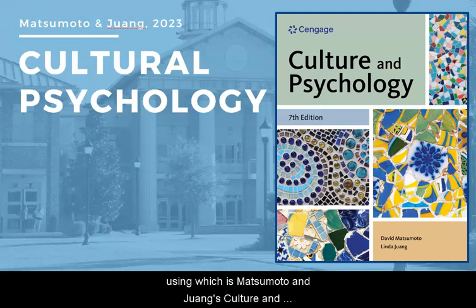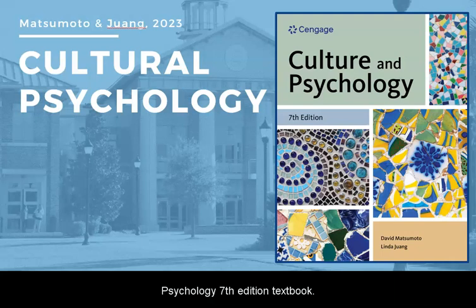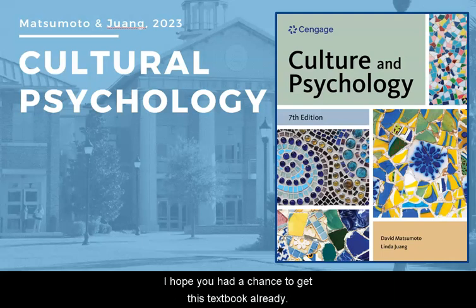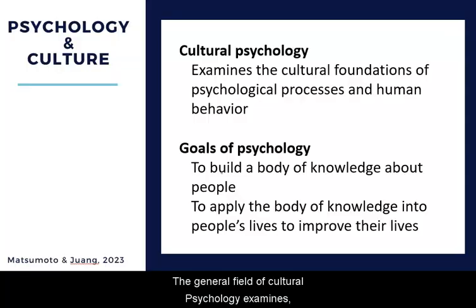This is the textbook we'll be using. This is Matsumoto and Juang's Culture and Psychology, 7th edition textbook, so I hope you've had a chance to get this textbook already. The general field of cultural psychology examines, as you might imagine, psychology with a cultural focus.